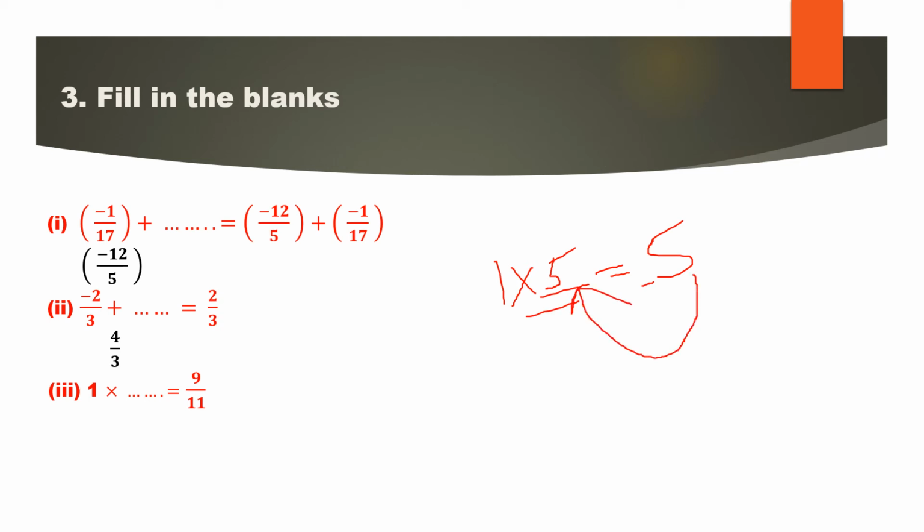So your answer will be 4 by 3. Clear? Whenever such type of questions are asked, you just send this one here. If it is minus, it becomes plus. If it is plus, it becomes minus. Simplification should be done here. Now the next question is 1 into dash is 9 by 11. See, here also I'll take one example. 1 into dash equal to 5. 1, how many times will be 5? 5 times. So 1 into 5 is 5. Means whatever number is there here, the same number you should fill here. So the answer will be 9 by 11 only.